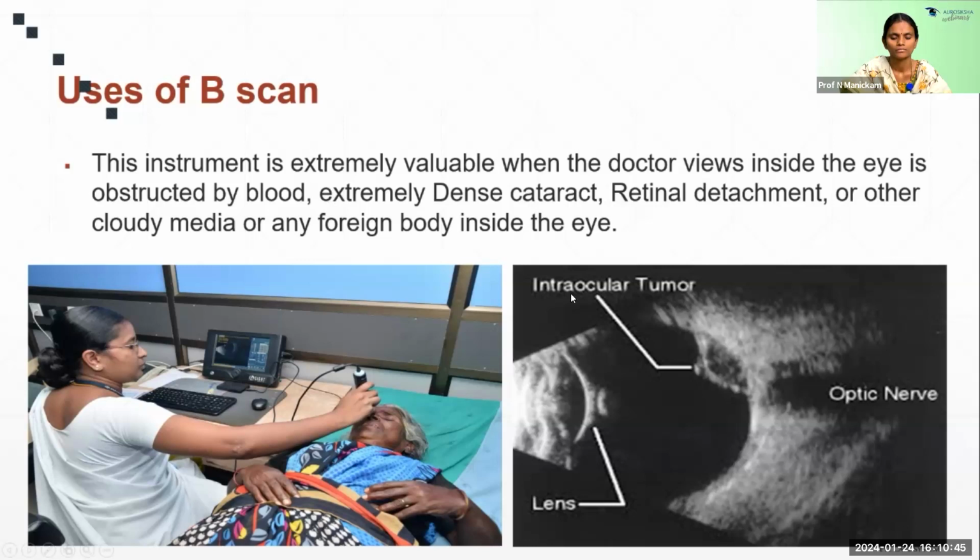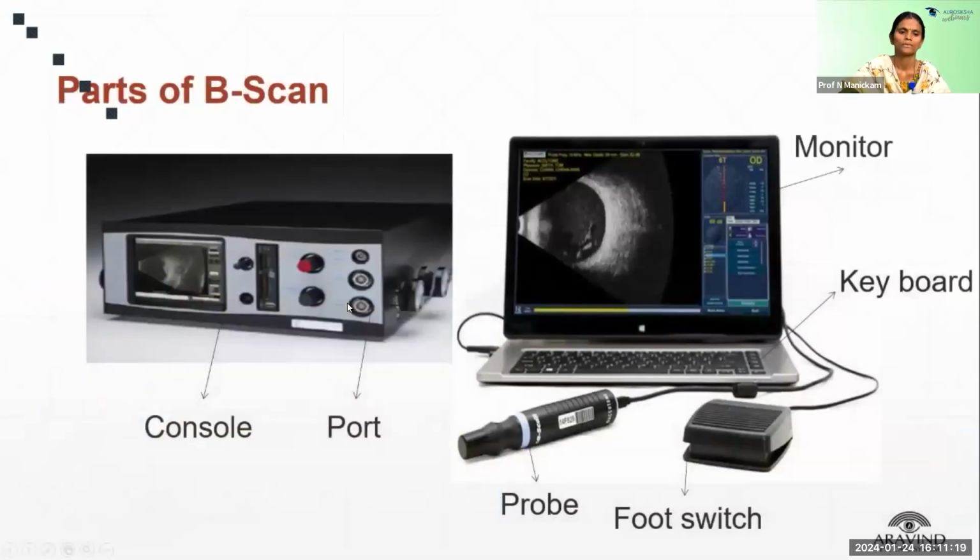It is used when direct visualization is too difficult or impossible using the slit lamp or indirect ophthalmoscope. For example, in a patient who has a dense cataract or cloudy media, this is not possible with the slit lamp or indirect ophthalmoscope. The B scan is used for a variety of diagnoses like retinal detachment and other cloudy media and any foreign body inside the eye.